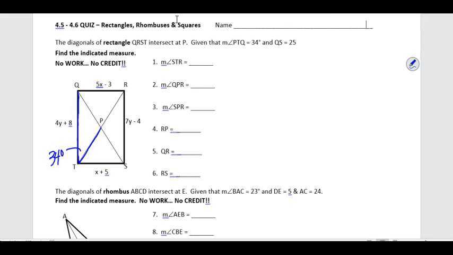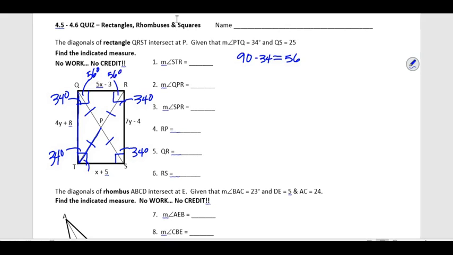So PTQ is 34. So again, this is an isosceles. These are all the congruent. So this one's 34 here, which means this one's 34 here, and this one's 34 here. So once again, we've got right angles up here, right angle there, right angle here, right angle down here, because this is a rectangle. That's the definition of a rectangle. So we are going to subtract 90 minus 34, and that's going to give us 56. So that means this angle here is 56, and this one here is 56. And these down here are 56 and 56.